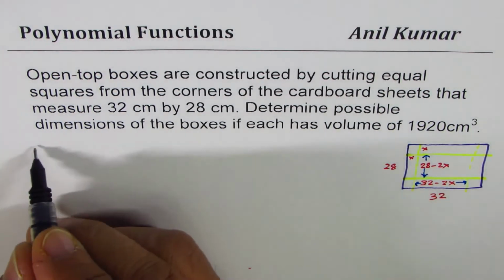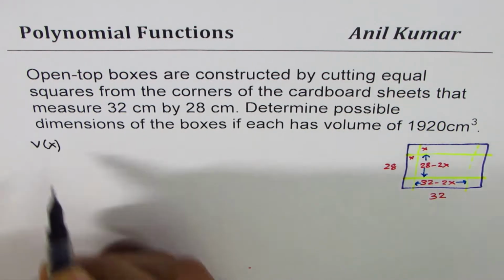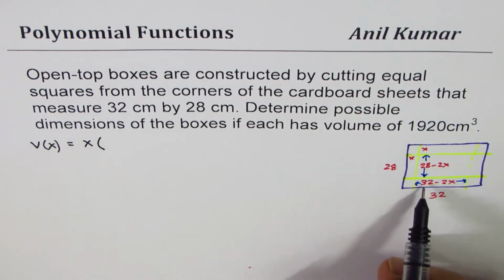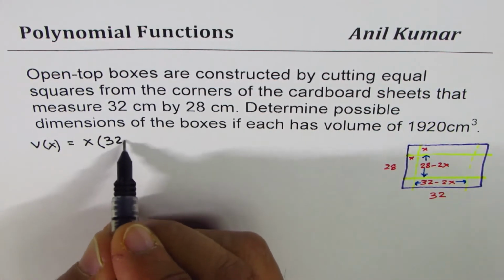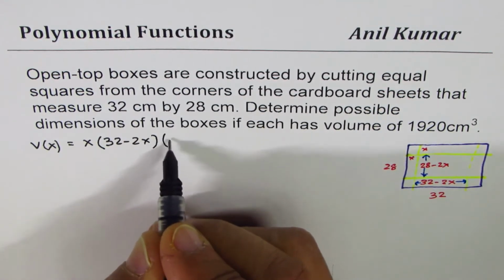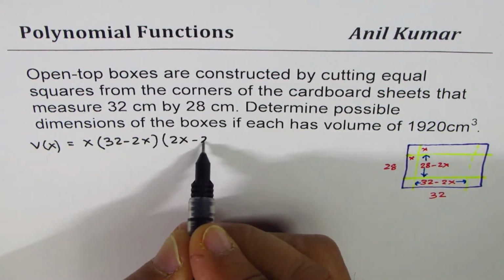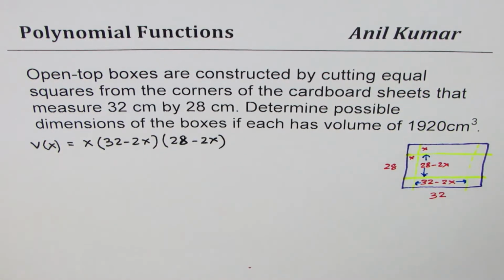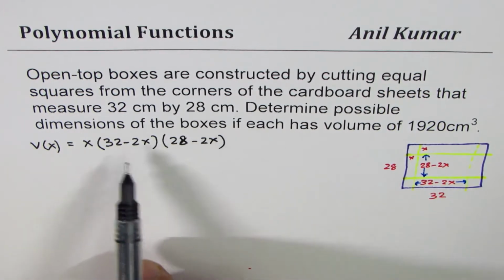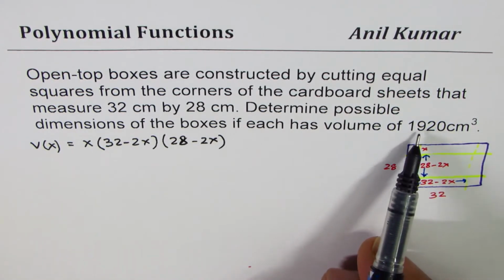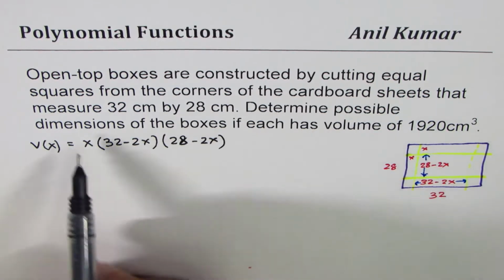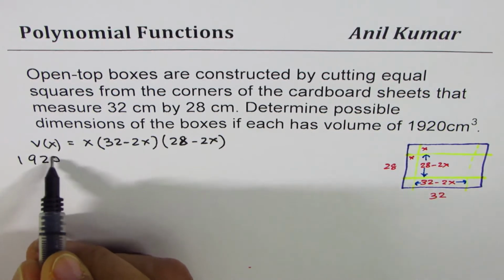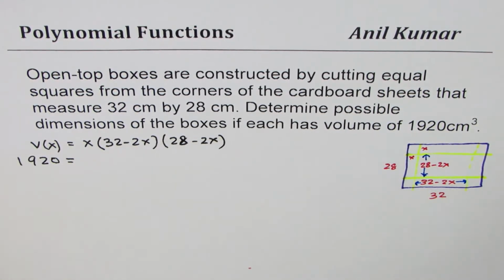So we can write the volume of the box as a function of x, equal to x times (32 minus 2x) times (28 minus 2x). Now we need to find the value of x when the volume is 1920. Do you understand the question? So we say 1920 is equal to this volume, correct?